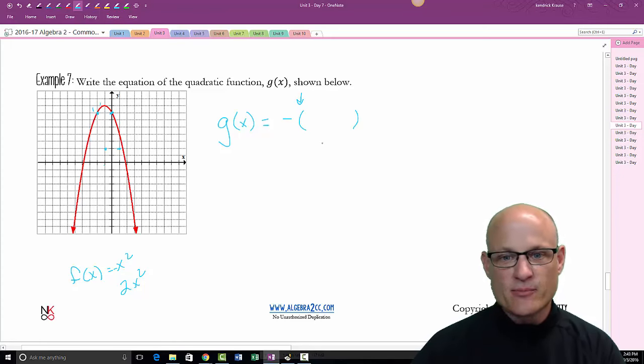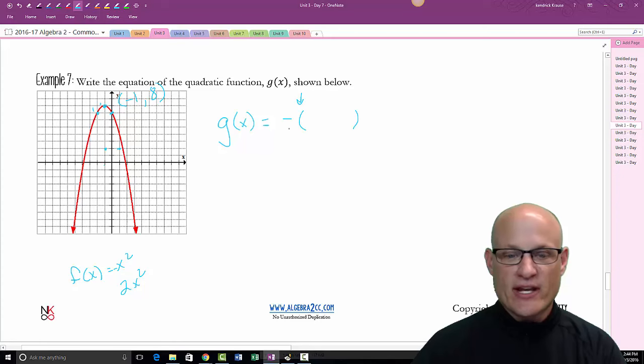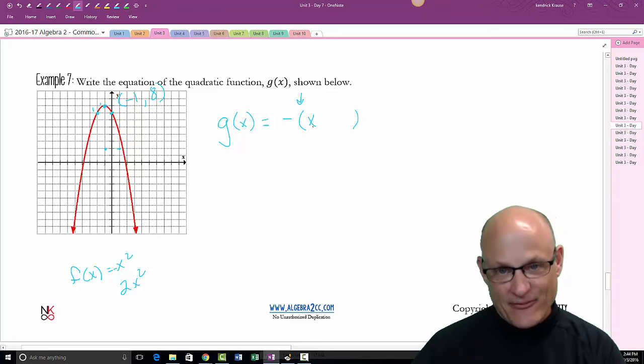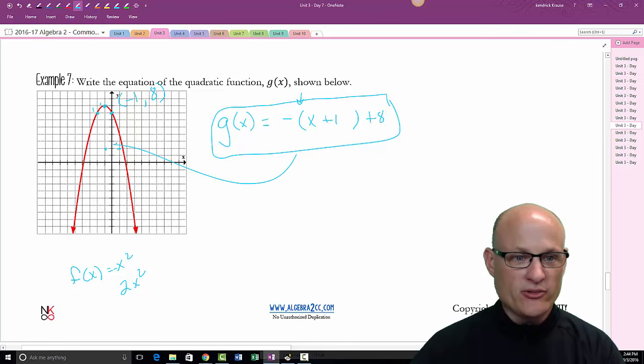Now I need to find the vertex. This vertex is negative 1, 8. So the negative is the reflection. Since we moved to the left 1, this is plus 1, and we moved up 8, so this is plus 8. And so that's how you create the equation from the graph.